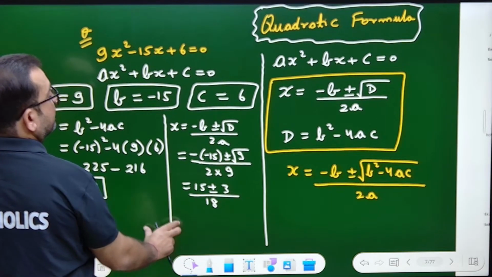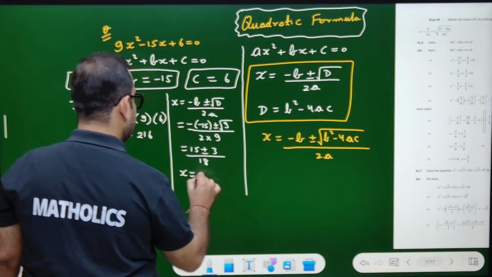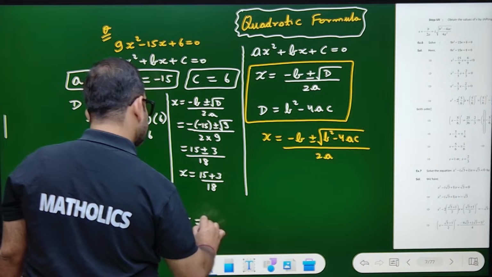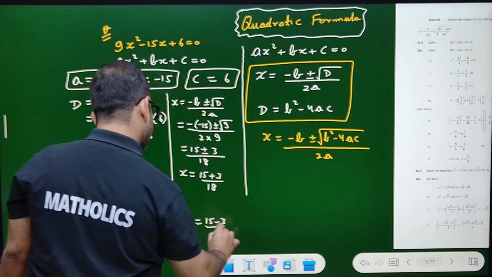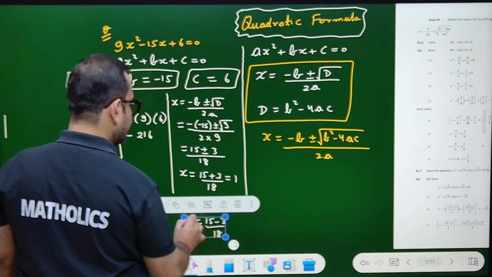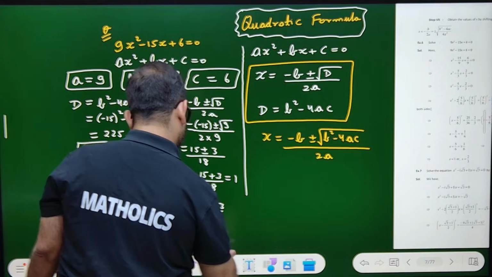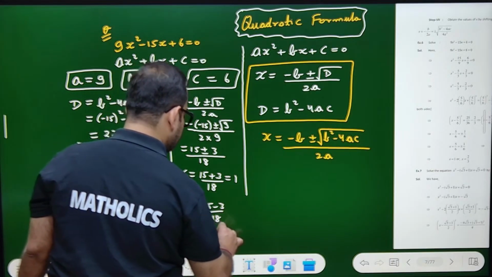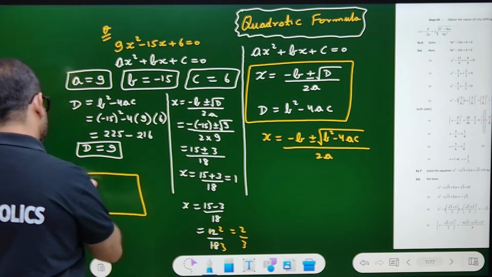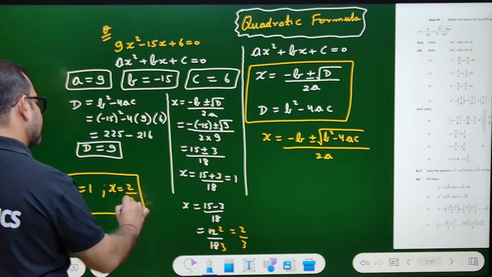First one, x will be 15 plus 3 by 18. Another one will be x equals 15 minus 3 by 18. So 15 plus 3, 18 by 18, that means 1. Clear? x equals 1. And another one, 15 minus 3 would mean 12 by 18. 12 by 18, if you cancel it, 6 twos are 12 and 6 threes are 18, so it is 2 by 3. So my final answer is x equals 1 and x equals 2 by 3.